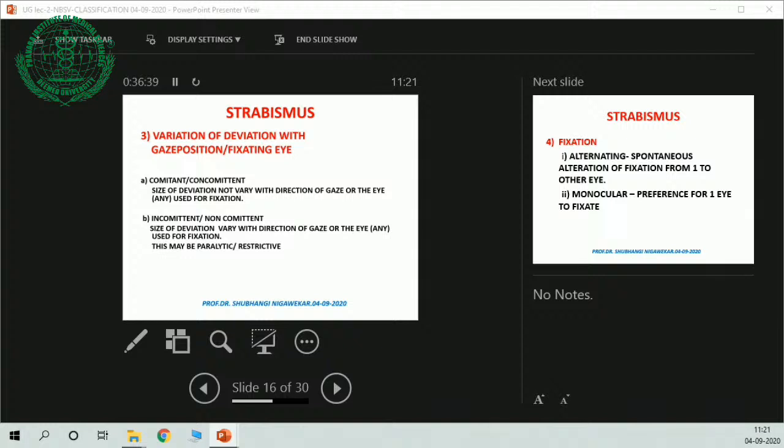Now coming to the incomitant, it is very easy: this will vary. If the size of deviation varies with the direction of gaze or the fixating eye, meaning the right eye is fixating, or the left eye is fixating, and still it is changing, then this could be paralytic or restrictive. I hope these basic fundamentals of concomitant and incomitant squint are clear, and I hope I have tried my best.